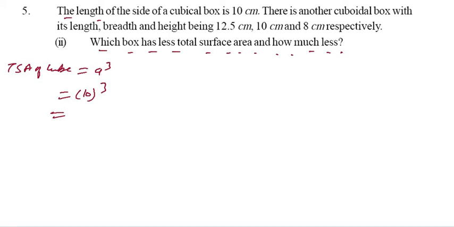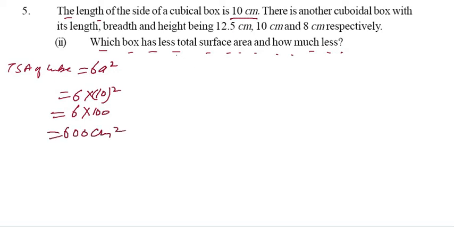So TSA of cube is 6a square. a is given as 10 centimeter, you can see here. So 6 into 10 whole square, that is 6 into 100. That is 600 centimeter square. Now total surface area of cuboid.